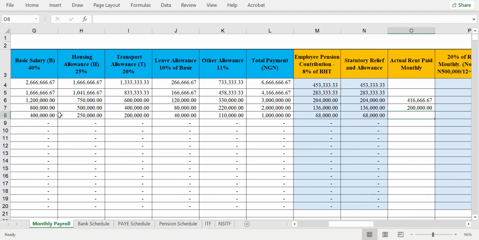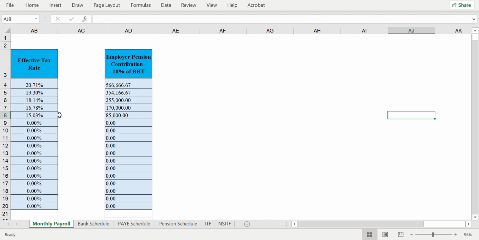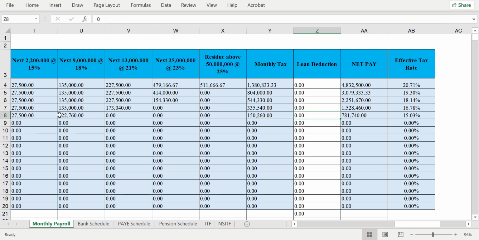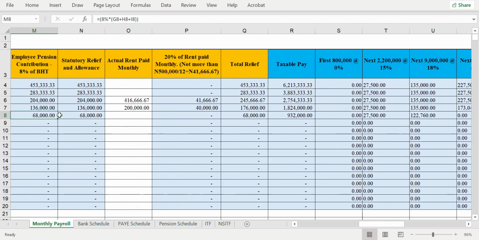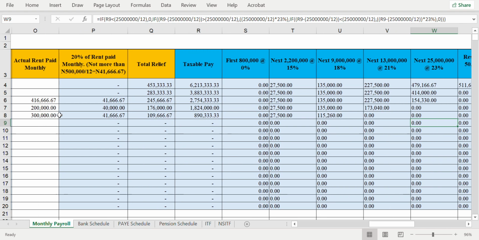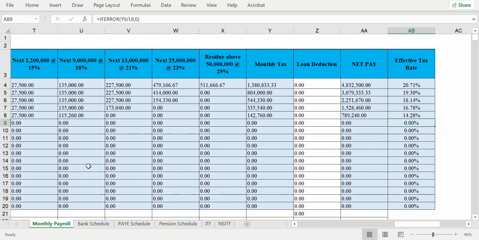So it's computed. Now here, you see, every other part is computed by itself, but the part where it is white, you are the one to input it. Now, for example, she pays rent of 1.2 million. So she's paying 100,000 naira a month. So this is what she will earn. Supposing she pays rent of 300,000 naira, which is above the threshold, it will be 41,666 naira, which is the threshold. And then this is what she's taking home. It's computed. All you just need to focus on is this part.